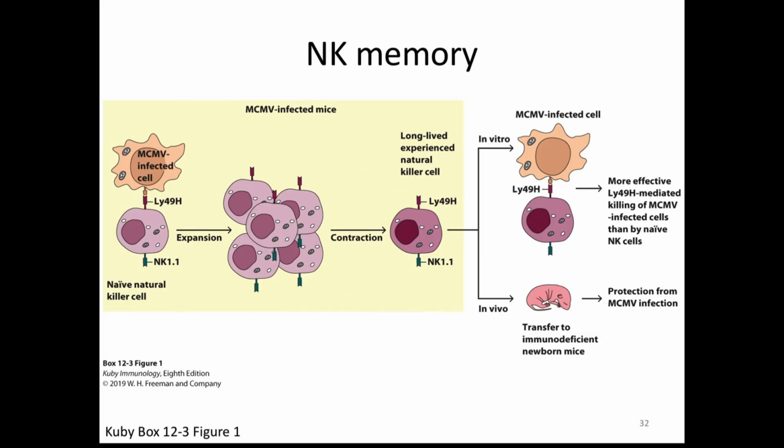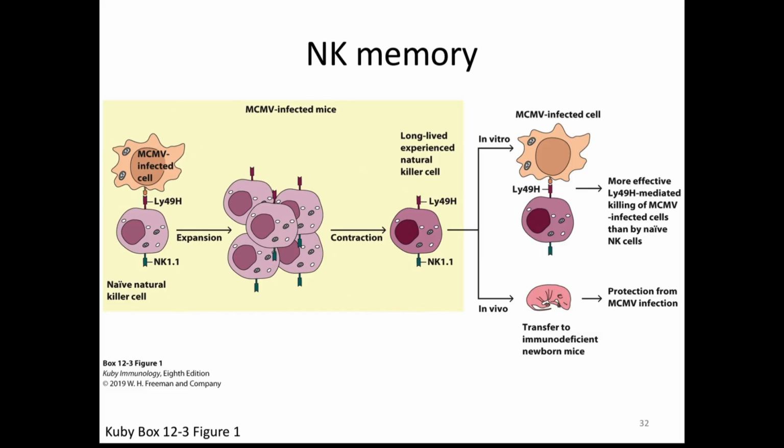And in fact, if you take that cell and look at it in a dish, it has better function than the NK cell before. So it has gained function. It's like a memory cell in that way. If you put it into immunodeficient newborn mice, it protects them, while the earlier NK cell did not protect them. So again, this said you can make memory NK cells.